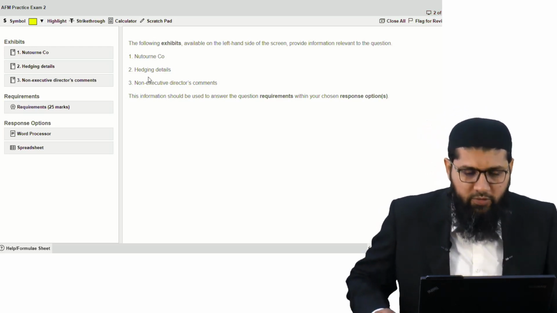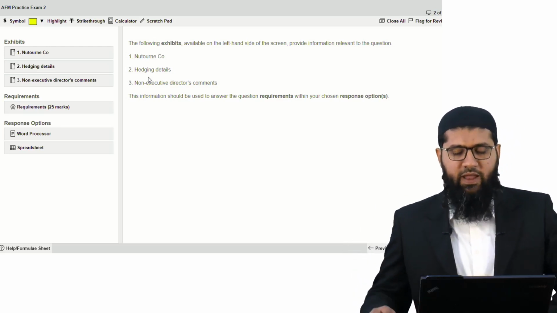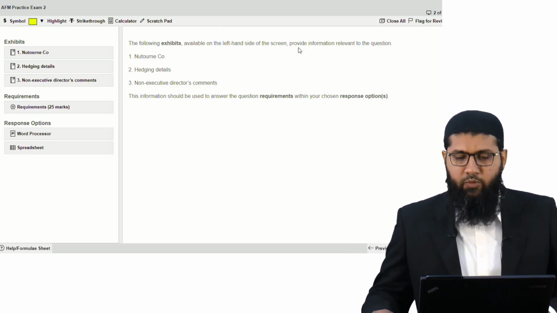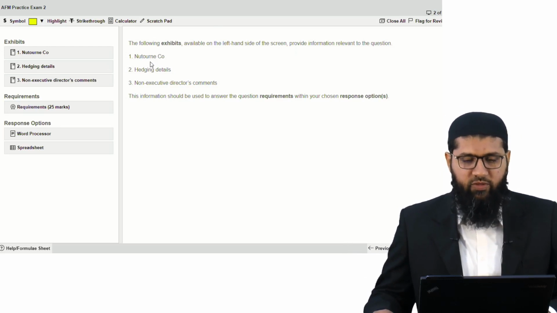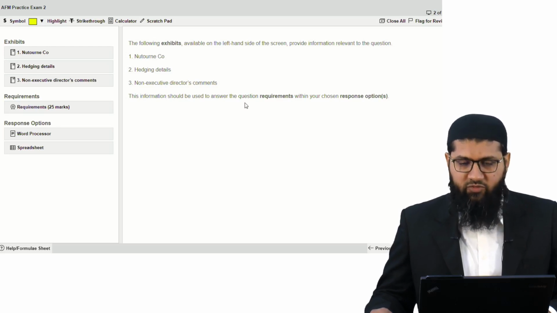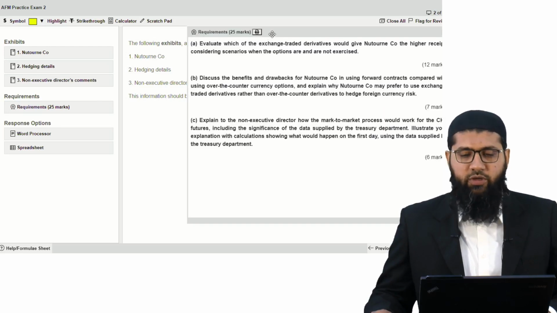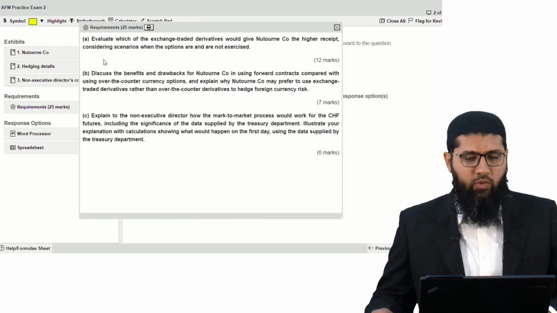This question tells us that the following exhibits, available on the left hand side of the screen, provide information relevant to the questions: the Nouturne company, the hedging details, and the non-executive director's comments. The information should be used to answer the question requirements within your chosen response options. So there are requirements to the question also. What exactly are those requirements?